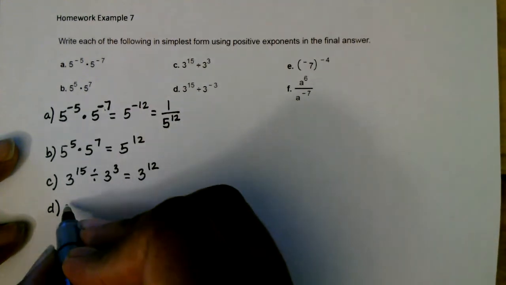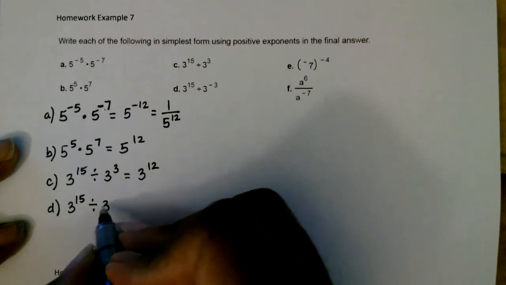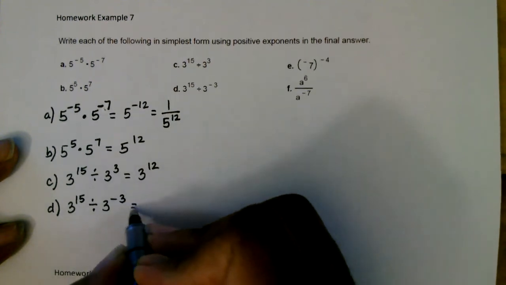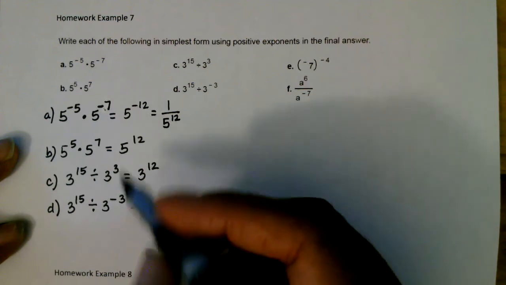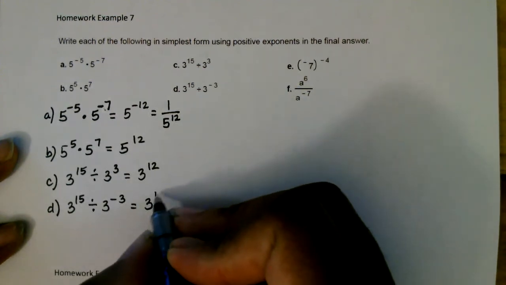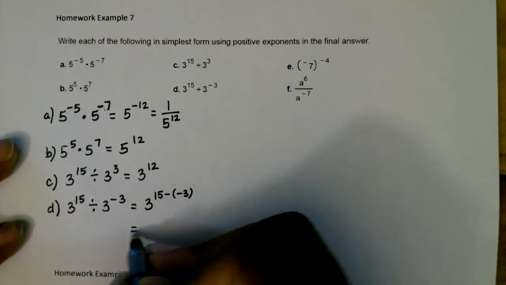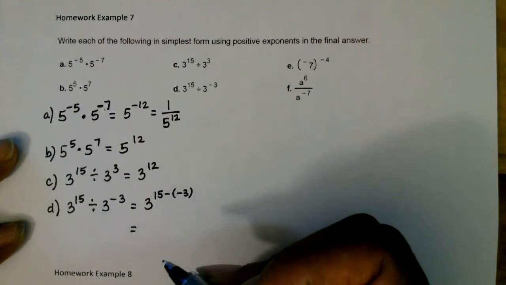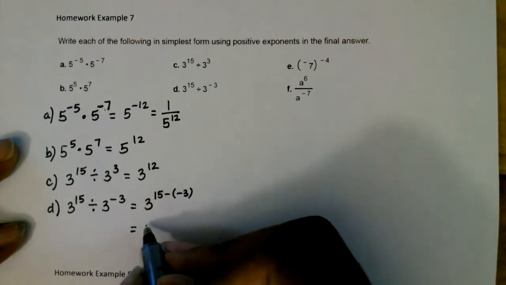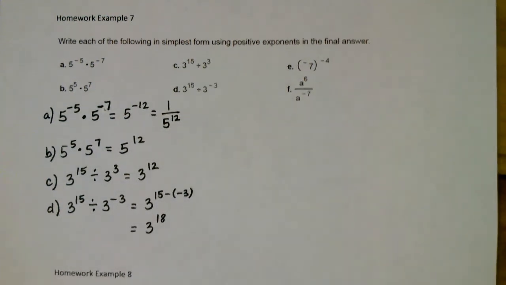Now part D, 3 to the 15th divided by 3 to the negative 3rd power. Here I'm dividing powers of the same base, so I bring over the 3, and then I'm going to subtract 15 minus negative 3. 15 minus a negative 3 is the same as 15 plus 3, which is 18. So 3 to the 15th divided by 3 to the negative 3rd would be 3 to the 18th power.